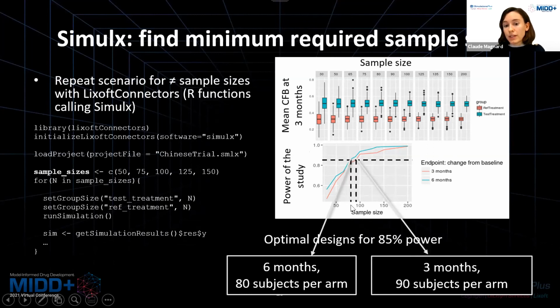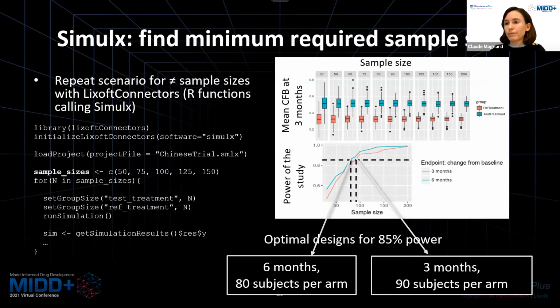And you see actually that the conclusion is that to reach a probability of 85% to have a significant difference in one clinical trial, I need to have at least 80 individuals per arm if the study duration is 6 months, and I need to have at least 90 if the duration is 3 months. And these numbers are much smaller than what we would do if we were not studying this sample size optimization a priori.